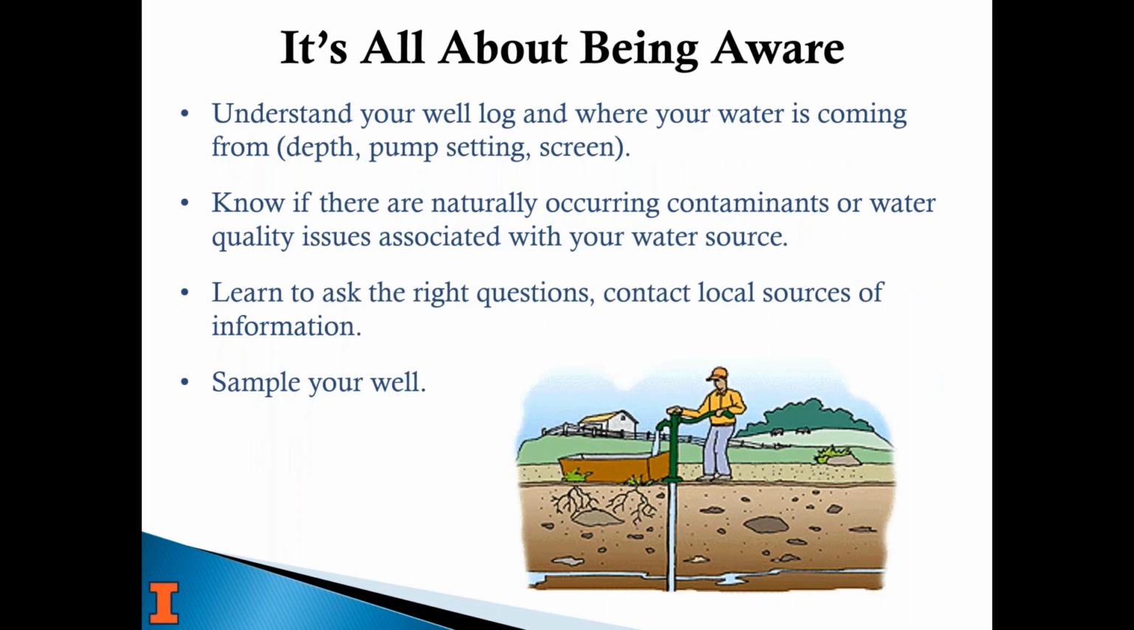What our program is really about is you being aware as a well owner. You need to know if you have a well log. If you don't, you can try to find it with your state agency or maybe your county or local health district. But what's on your log is important, and we'll go through some examples today. Where your pump's at, if it has a screen or not, what is the total depth, how much casing is there? All those things matter when you're talking about water quality and especially protection from surface contamination. And so understanding those things can give you peace of mind and help you understand whether there's a risk or not. Are there naturally occurring contaminants in your area?